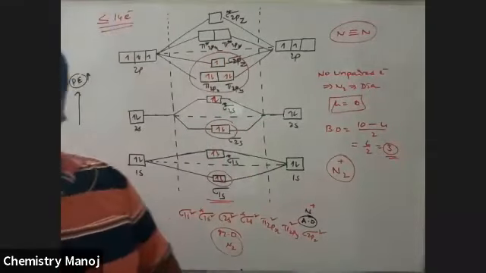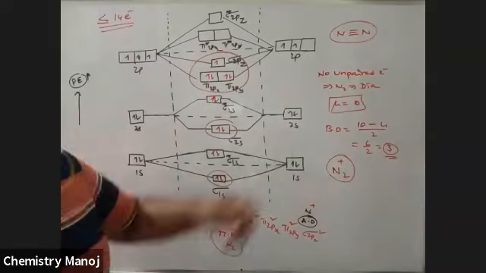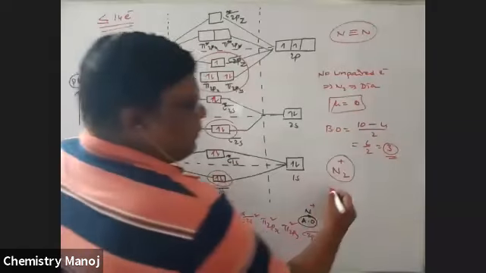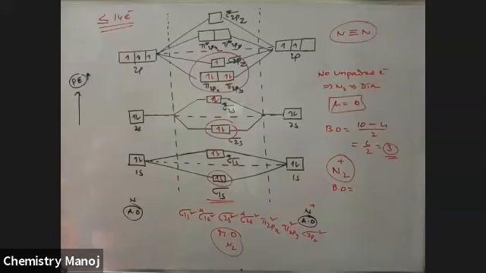Is this paramagnetic or diamagnetic? Tell me. Yes, paramagnetic. It is paramagnetic for N2 plus. Now N2 plus bond order is equal to how much? Yes, correct, boys. N2 plus bond order means how much is the bond order?